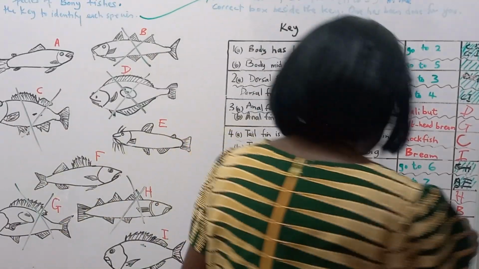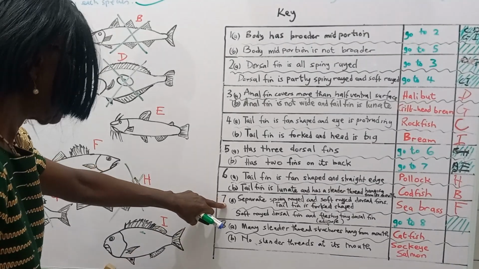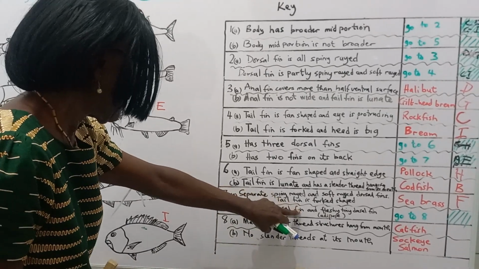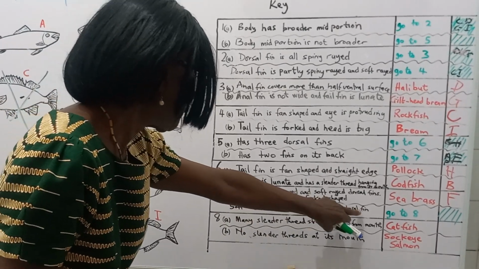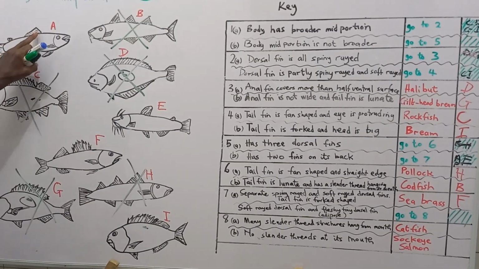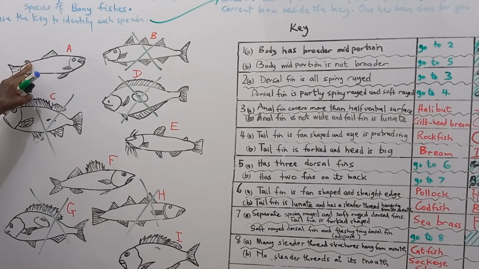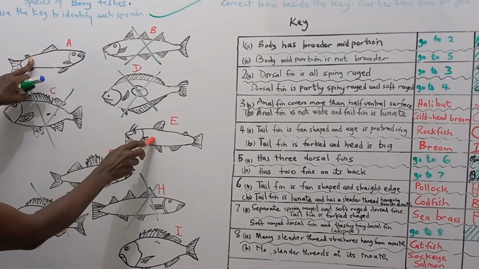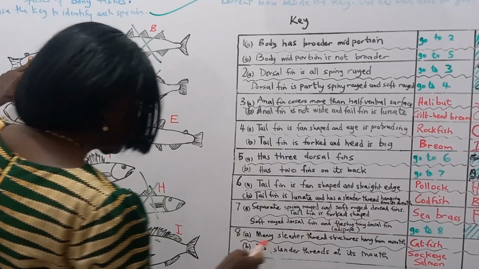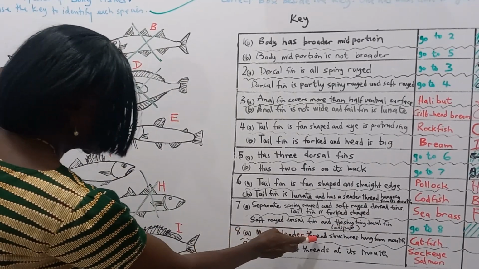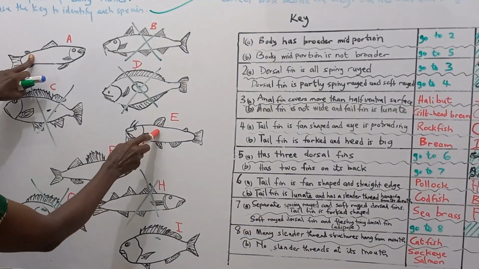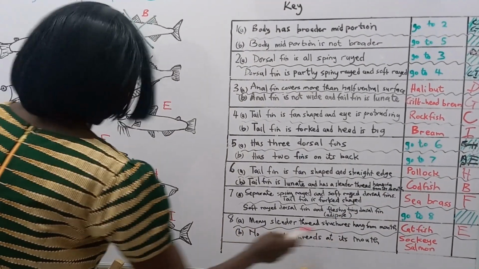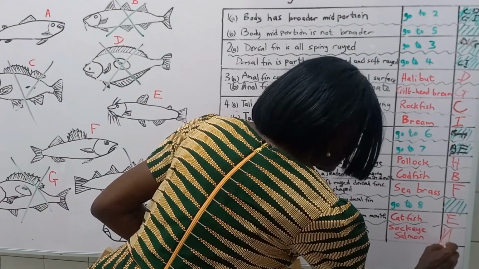So we've also got this one, F. Now we have this one to handle: "soft rayed dorsal fin and fleshy tiny dorsal fin." So we have this soft rayed dorsal fin and this tiny fin, which is called the adipose fin, you know. So we have A and E to sort out here, and we are told to go to 8. 8, "many slender thread-like structures on the mouth." This one is E. And B, "no slender threads on its mouth." That is A, the salmon.